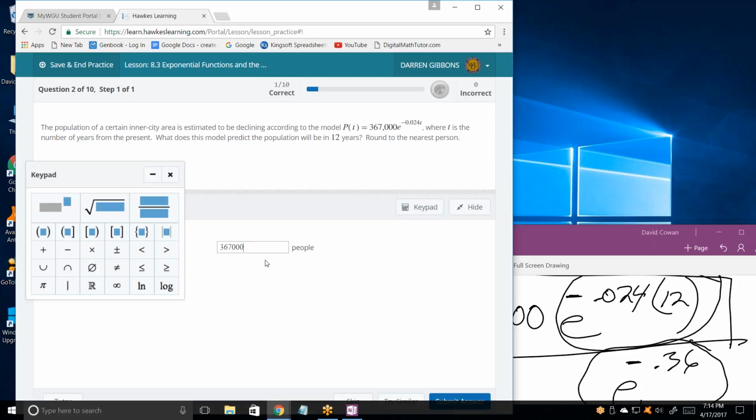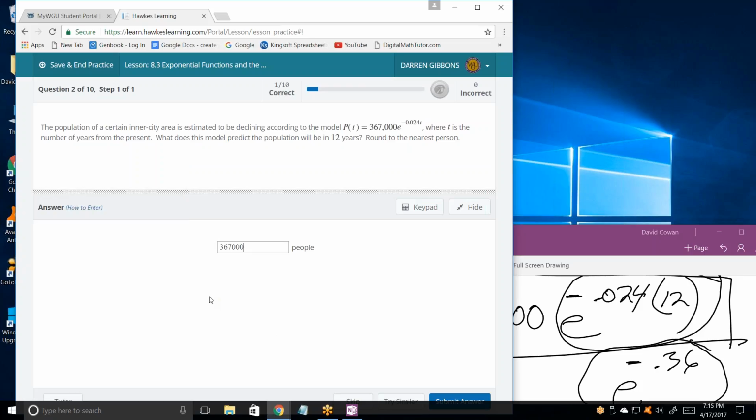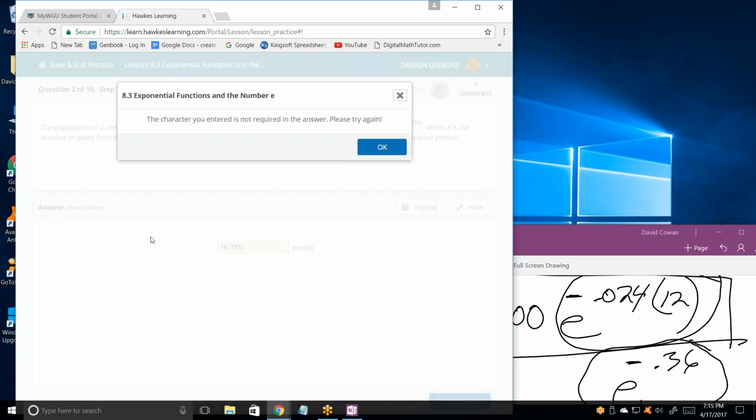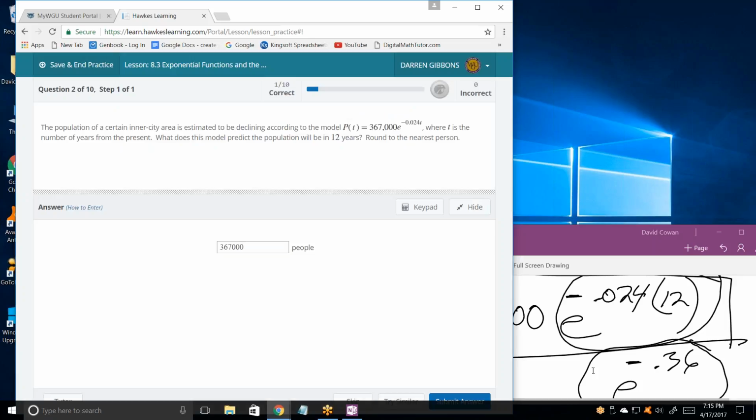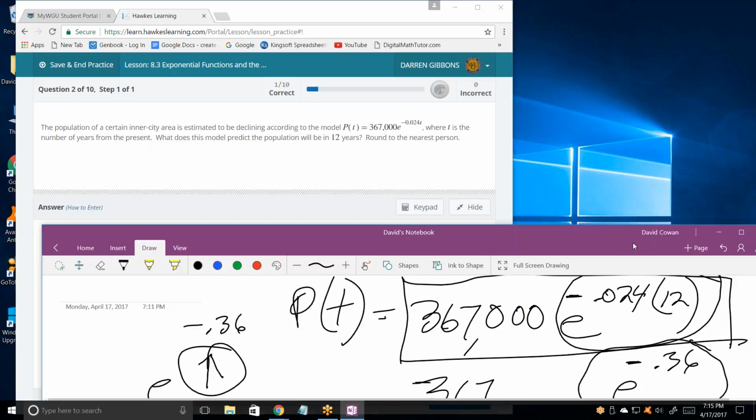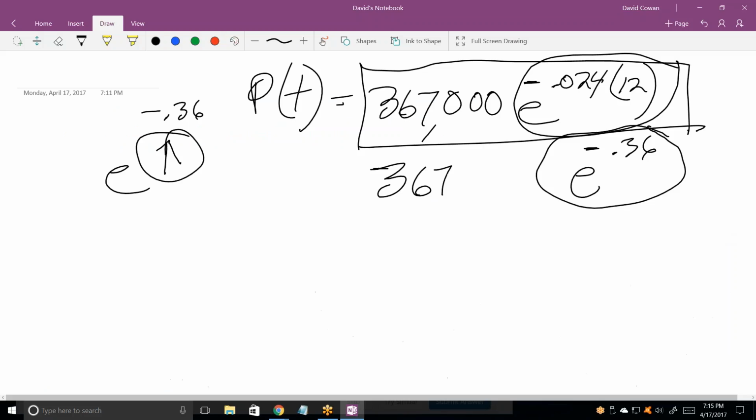Oh, it's because I didn't. No. Well, I wonder if it'll take an approximation. Let's try. Times 2. Boy, it doesn't want anything but a number, does it? Well, I can get that on my calculator. Hold on, let me pull my calculator out.